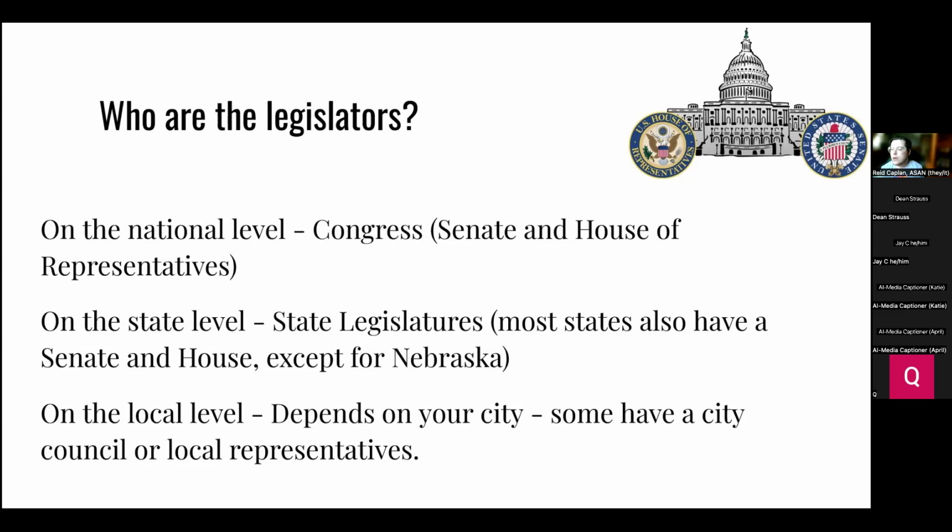live in the state. On the state level, there are state legislatures, and most of them are structured very similarly to the US Congress, in that they'll have a Senate and a House, except for Nebraska, which only has one combined legislature for whatever reason. And then on the local level, it very much depends on where you live. Some places will have city councils, other places will have other kinds of local representatives, and some cities have a mayor. So you would have to look into individually what the rules are, how the government is structured in your town.